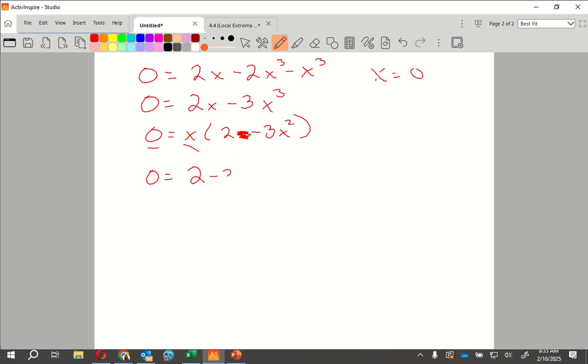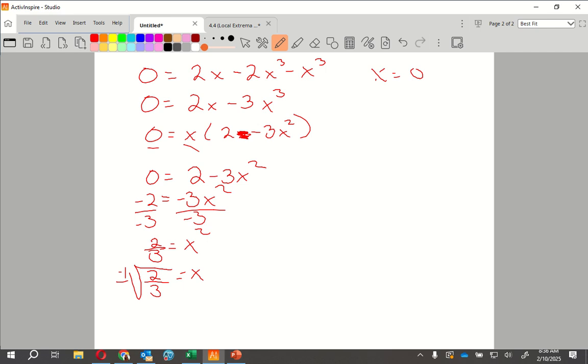So 2 minus 3x squared. Move this over. Okay, I get negative 2 equals negative 3x squared divided by negative 3. So I get 2/3 equals x squared. X equals the square root, so plus or minus the square root of 2 over 3. That's a plus or minus. My board doesn't like me.